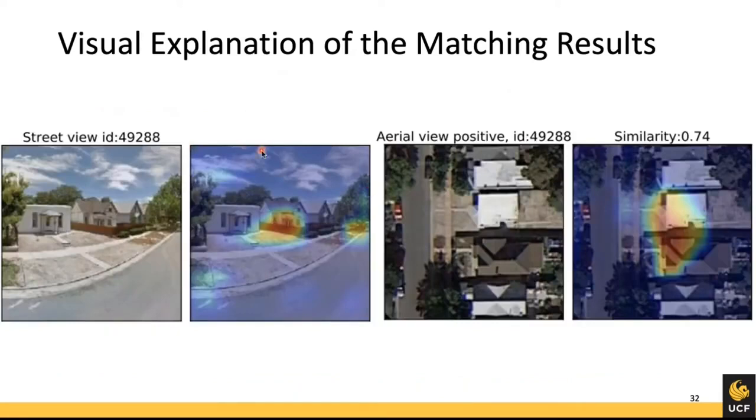And we show a couple of examples here. This is the query street view, and this is the retrieved aerial view image. And this is how Grad-CAM is able to highlight some of the regions that contribute most to the similarity measure.